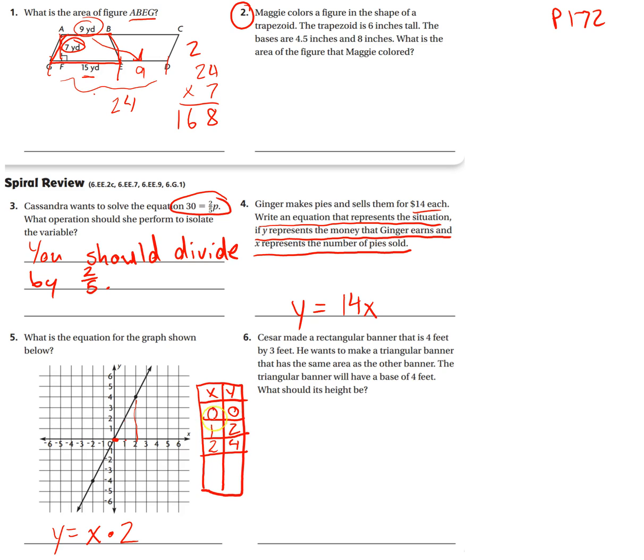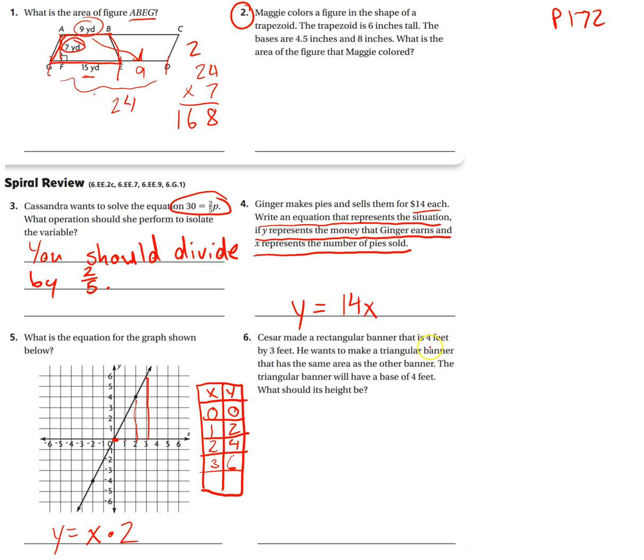Let's see if it works. 0 times 2, does that give you 0? Yes. If you plug in 1 here, 1 times 2, does that give you 2? Yes. Plug in the 2. 2 times 2, does that give you 4? Yes. If we kept going, here's 3 and 6. 3 times 2, does that give you 6? Yes. So it looks like it checks out, and that's our equation.